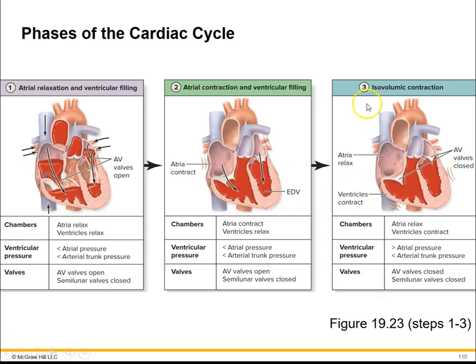Then you're going to enter the phase of isovolumic contraction. So the ventricles start to contract. This pushes blood upwards and forces those AV valves closed. Remember, though, the pressure inside of the ventricles at this point is still lower than the pressure inside of the arteries. So the blood up here in the pulmonary trunk and the blood in the aorta is drawn down towards the ventricles, but the semilunar valves are there to keep it from backflowing. So the semilunar valves are still closed at this point.